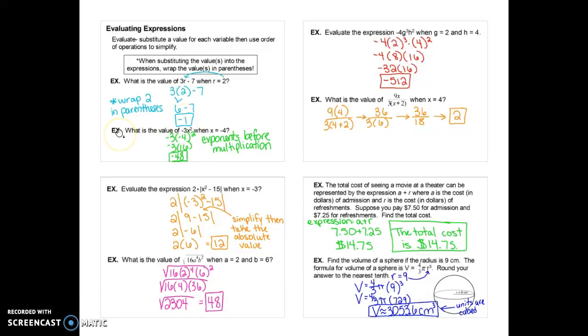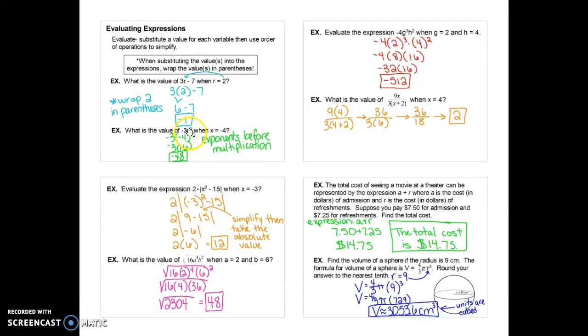Okay. Example number 2, we want to know what is the value of negative 3x squared when x equals negative 4. Okay, so same rules apply. I'm going to take this negative 4 and I'm going to substitute it in. I'm going to plug it in where I see an x in my given expression. So I have negative 3 times a negative 4 squared.